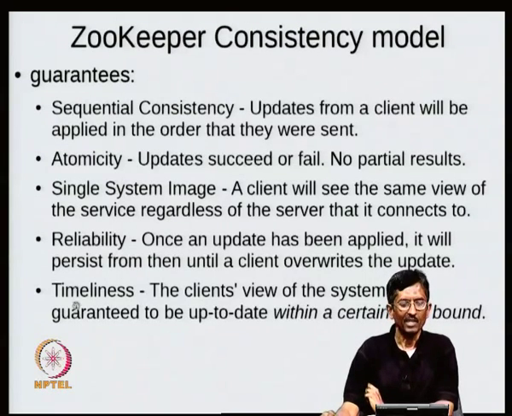But the one we are interested in regarding consistency is this part, timeliness. The client's view of the system is guaranteed to be up to date within a certain time bound. This is a critical thing. Again, this is basically what is called the eventual consistency model. The only big issue for us is that the time bound is not mentioned. You have to know the system you are working with, come up with that particular time bound, and then work with it. There is no automatic way of figuring out what it is.